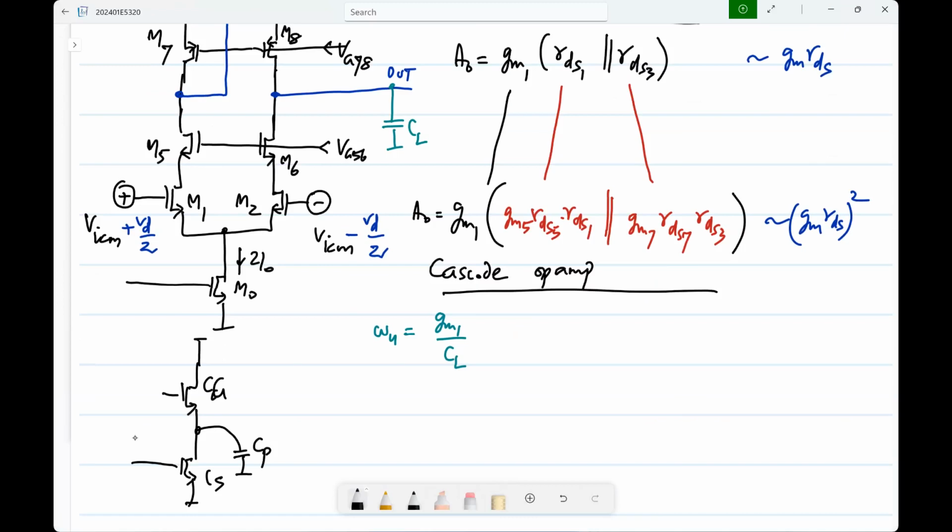Other things we'll discuss. What will happen to noise and offset? Noise and offset, what happens? Noise gets no change. Why? The cascode devices don't contribute to that, and the same happens for mismatch. We'll see those things. Okay. Any questions?